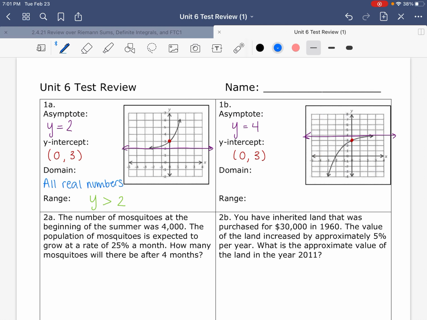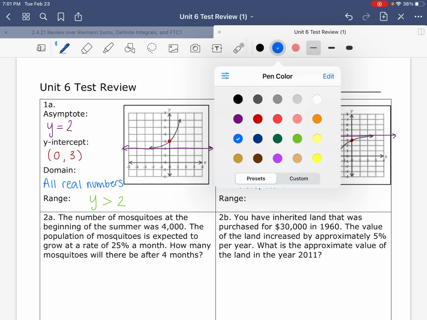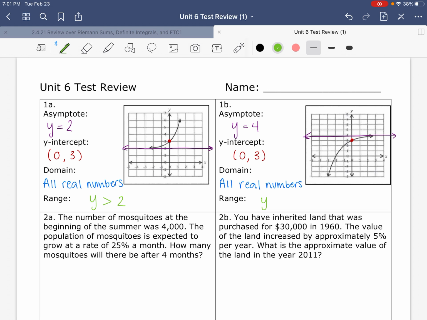Again, domain is always all real numbers. Just going to go ahead and write that in. And then the range, we need to use our asymptote again, but it's going to be a y. Our asymptote has a 4, so I'm going to put a 4. But this time our graph is underneath the asymptote, so it's going to be less than. So y is less than 4. And again, we don't put that equal to line. We're just going to leave it as greater than or less than.